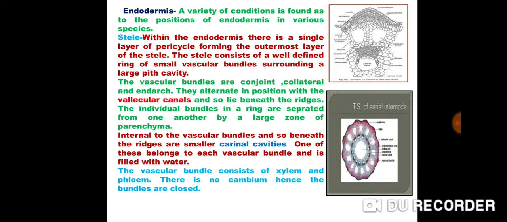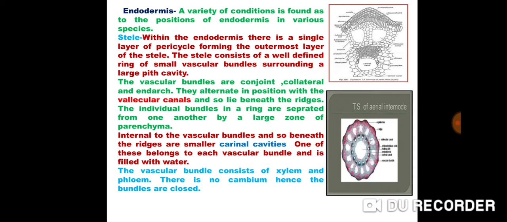The stele consists of a well-defined ring of small vascular bundles surrounding a large pith cavity. The vascular bundles are conjoint, collateral, and endarch. They alternate in position with the vallecular canals and so lie beneath the ridges. The individual bundles in a ring are separated from one another by a large zone of parenchyma. Internal to the vascular bundles and so beneath the ridges are smaller carinal cavities.